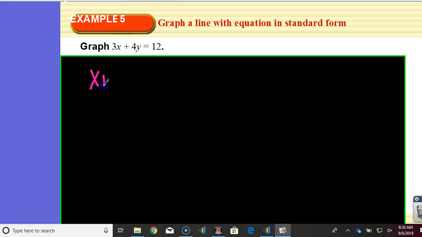Your x-intercept is when y is 0. So put your hand over the y, cover it up, pretend it's zeroed out, and I would take this equation, divide by 3 on both sides, and I get x equals 4. So your x-intercept is at 4. Your y-intercept is when x is 0. So put your hand over the 3x, cover it up as if it's not there, and you'd have 4y equals 12. Divide by 4 on both sides, y is 3.